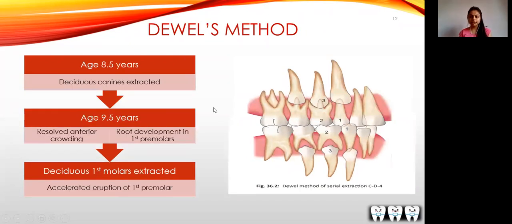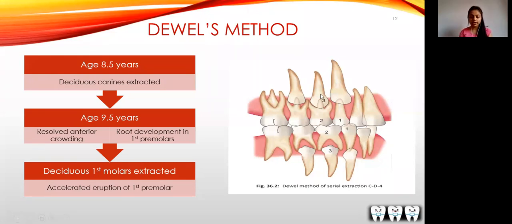Next is Dewey's method. The sequence of extraction in Dewey's method is CD4. So at the age of 8.5, first of all, the deciduous canines are extracted. After the extraction of deciduous canines, it will create the space which will allow for the alignment of the anterior teeth which are crowded.